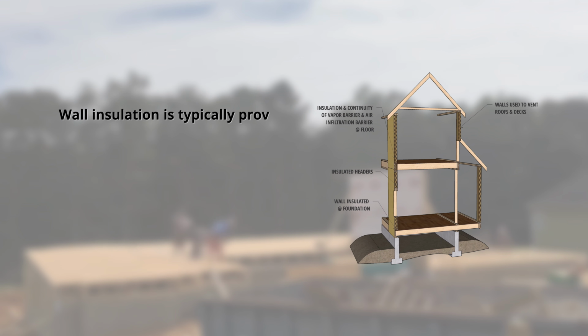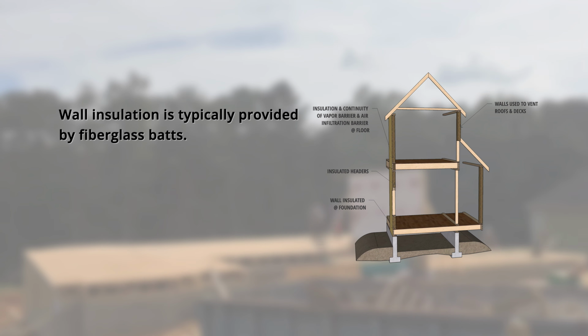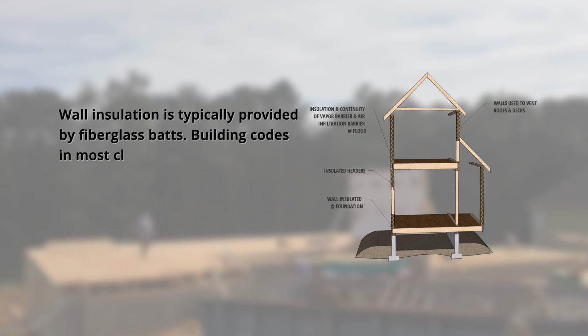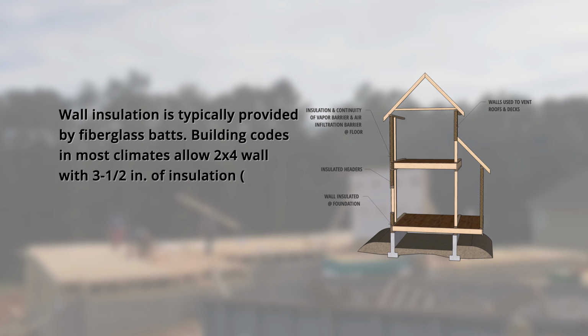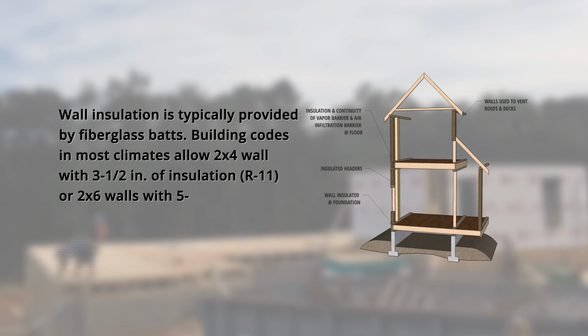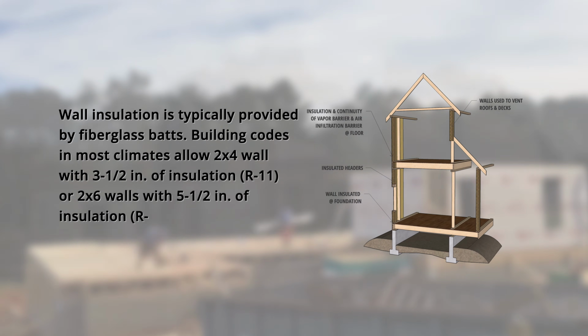Insulation. Wall insulation is typically provided by fiberglass batts. Building codes in most climates allow 2x4 walls with 3.5 inch of insulation, R11, or 2x6 walls with 5.5 inch of insulation, R19. Let's reference this detailed illustration.